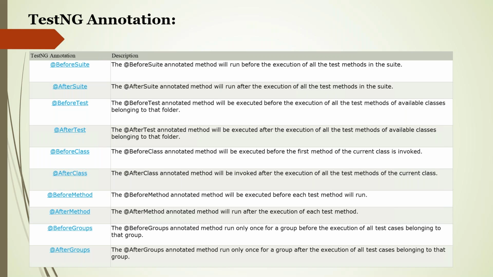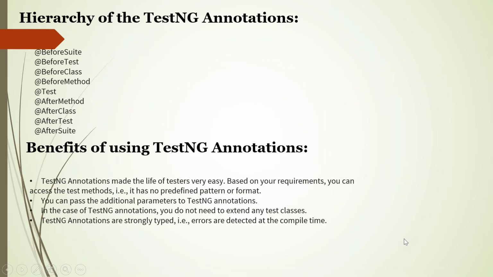Then before groups, this is run once for a group before execution of all test cases belonging to that group. So in that group we have 10 test cases, right? So before that we will run this before group. Then we have after group. This is run only once for a group after the execution of the test cases.